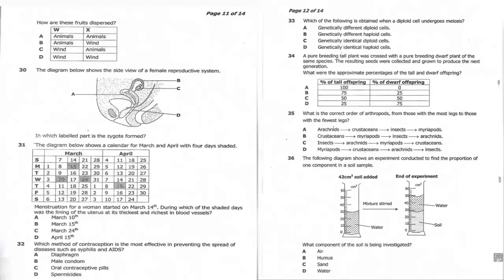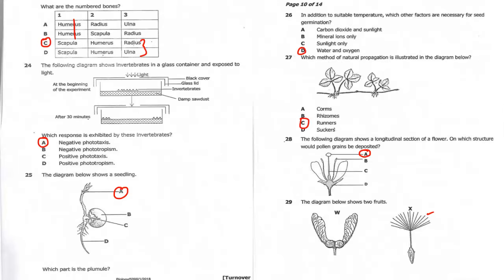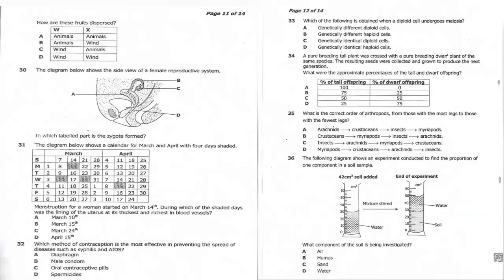The diagram below shows 2 fruits. How are these fruit dispersed? So this one has a parachute. This one has wings. So all these is by wind. So wind, which is D.